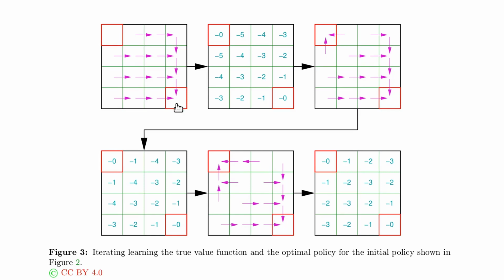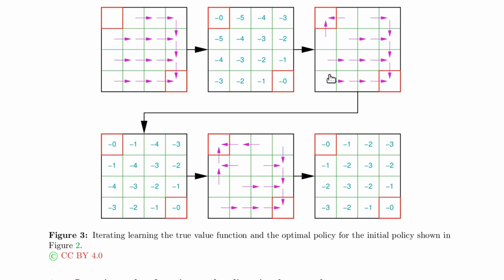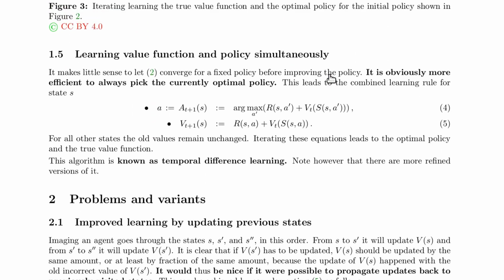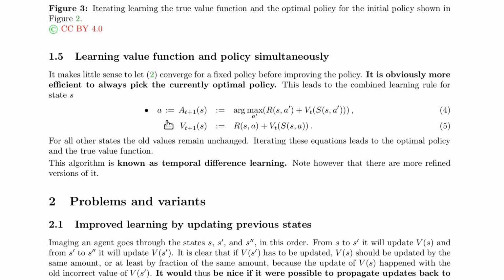Now it's not very efficient to first converge completely on the true value function and only then decide on a new policy. It's better to do both simultaneously, actually. And this can be done by combining the two equations that we had above. So the action that we take is always the optimal action in that current situation. Given the value function that we currently have, we take the optimal action. This is how the agent decides where to go, and then we use the equation from above to update the value function.